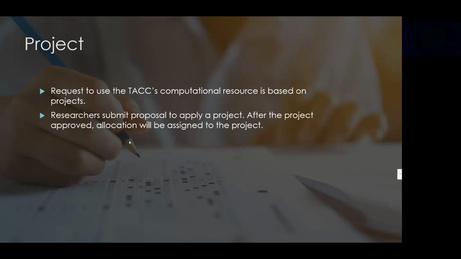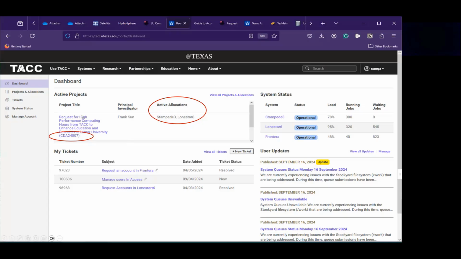Researchers submit a proposal to apply for a project. After the project is approved, an allocation will be assigned to the project. Allocation means certain hours for certain supercomputers. Okay, there are so many supercomputers, and they need to know which one you are going to use. You see here, when we applied, we just gave a name, and then you probably need to know this code. This code is the project code. Whenever you run your project, you need to give the project code. Then they are going to charge our hours for every program you run.